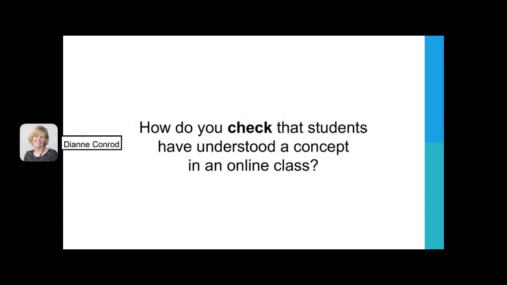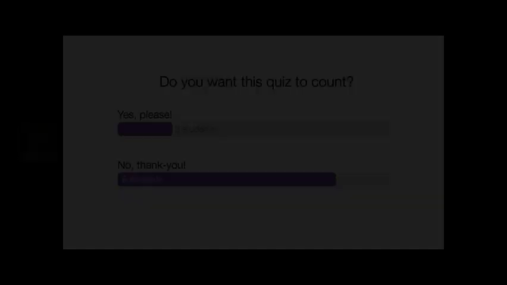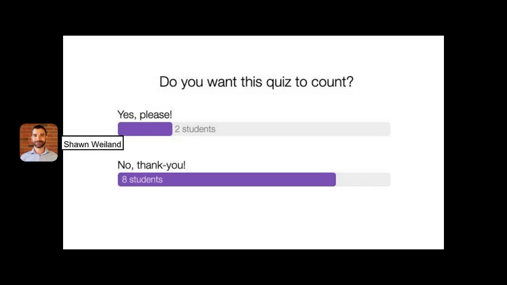How do you check that students have understood a concept in an online class? One method I like to use to check student understanding is to have low stakes pop quizzes. I refer to these as low stakes because I always allow students to individually choose if they would like their work to count towards their mark.